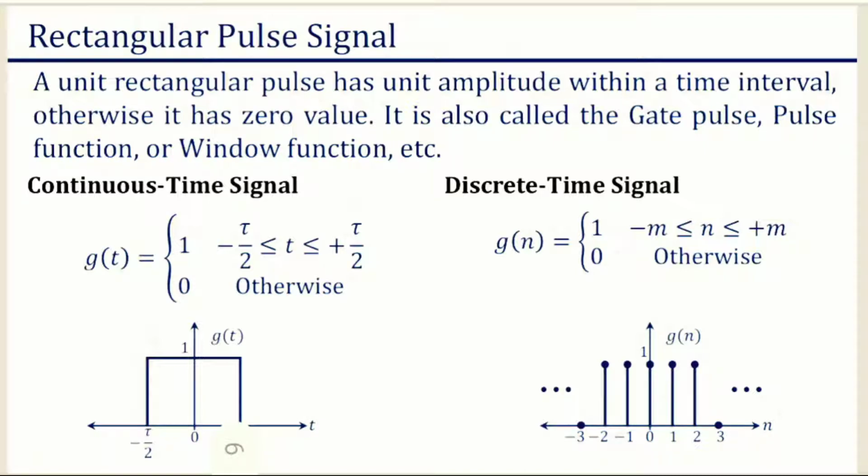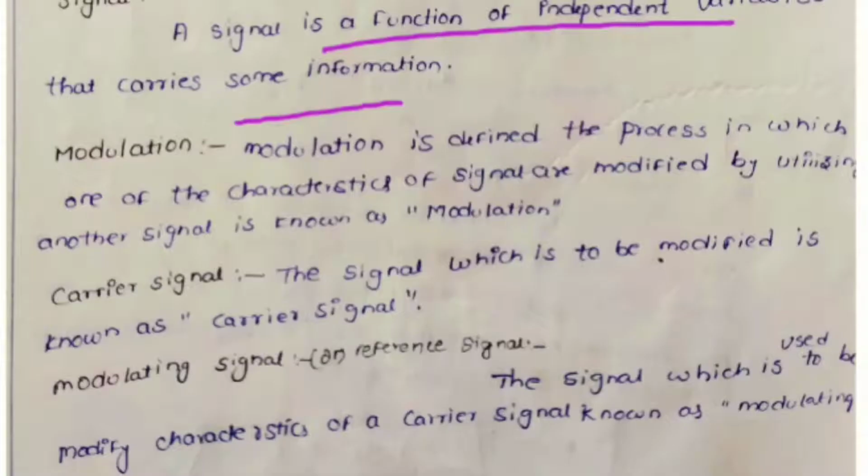After that, we go for modulation. What is modulation? Modulation is a process in which one of the characteristics of a signal is modified by using another signal. Either the frequency or the amplitude, we have to modify by using another signal. That is known as modulation. Modulation is the process of converting one signal to another form in phase or magnitude.